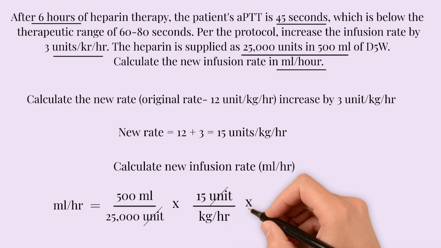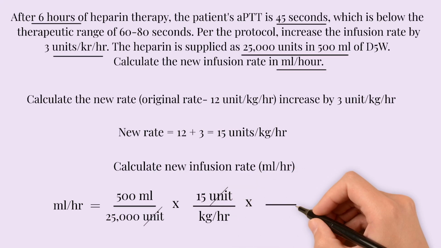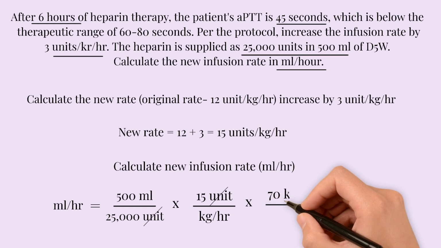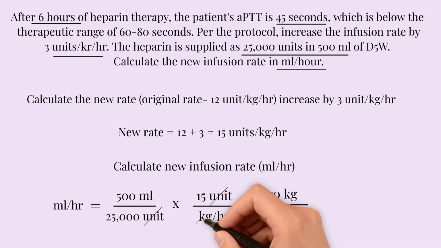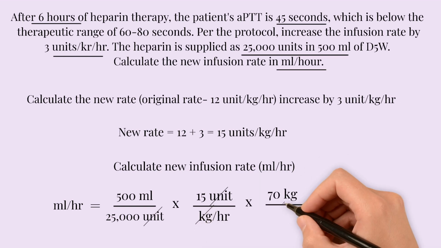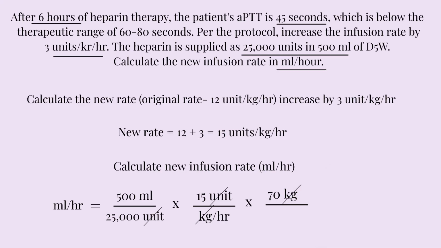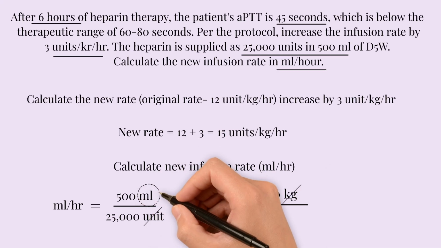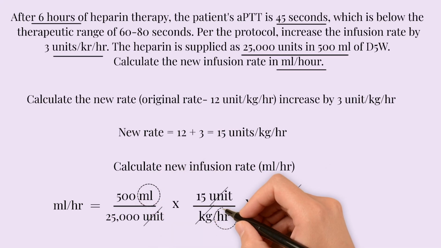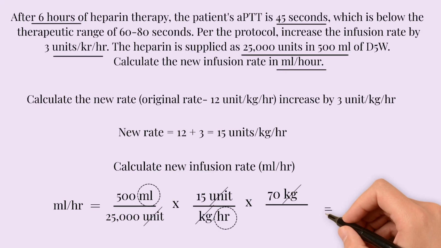So we need to cancel our kilos. Well, remember the patient's weight, 70 kilograms, from the first question. So we're going to plug that in. And after canceling out our kilograms, we're left with mLs per hour. After calculating, our final answer is 21 mLs per hour.